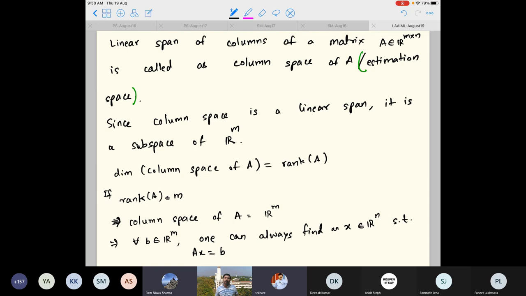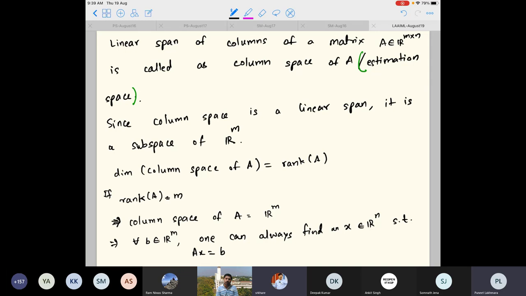Have you said anything about linear independence of columns of A? Yes, Sir, because rank of A is M here. So what? Sir, and rank of A is the dimension of the column space of A.